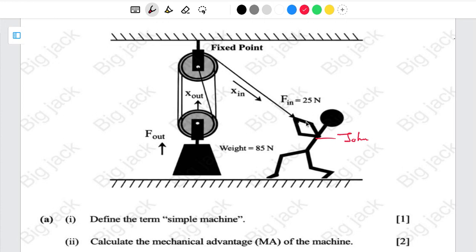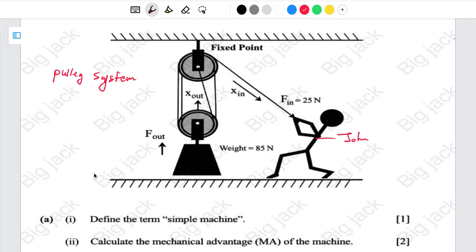All right. So now we have the first question, Roman numeral one, which is saying, define the term simple machine. So what do you understand by the term simple machine? This one is an example of a simple machine, and this one is called the pulley system. So a pulley system is an example of a simple machine. Now what makes a pulley system a simple machine? So let's try to define what a simple machine is.